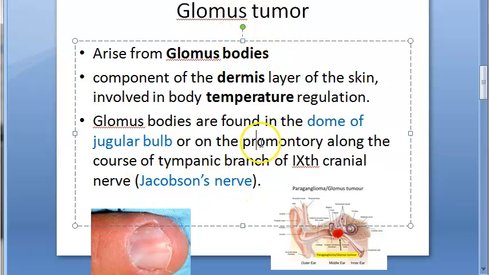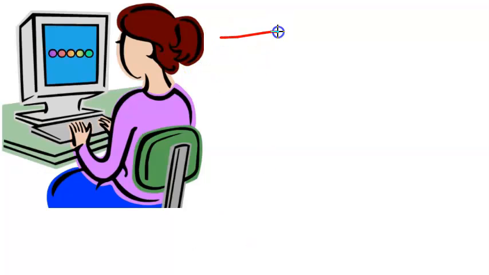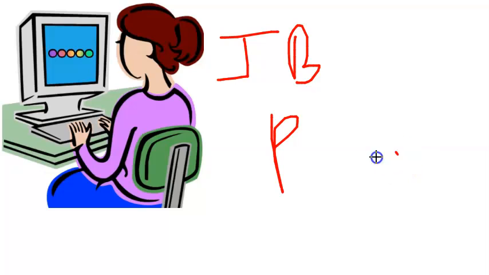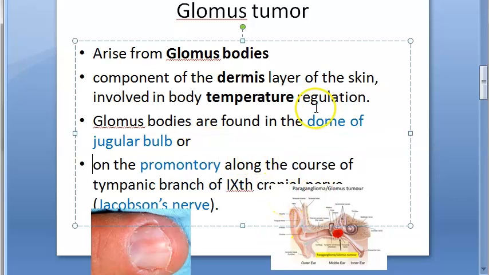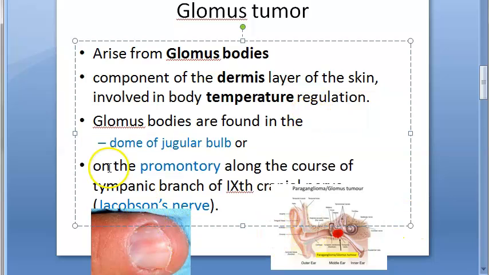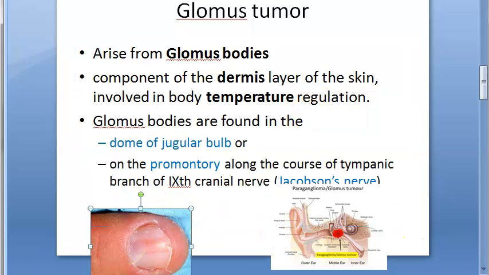So, in the ear, where and all you will find these glomus bodies, guys? Okay, you remember two things, jugular bulb, another one is promontory, something to do with the 9th cranial nerve's branch, the tympanic branch of the 9th cranial nerve, that's the glossopharyngeal nerve. It is called as Jacobson's nerve. Okay. Is this clear? So, two locations you have to remember.